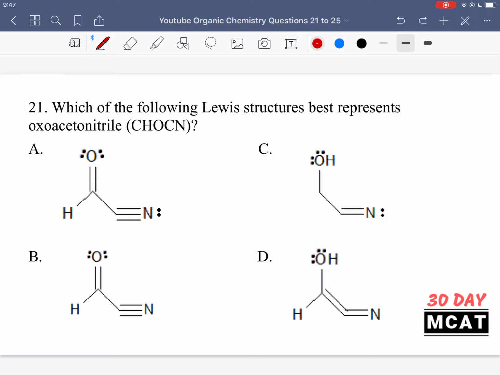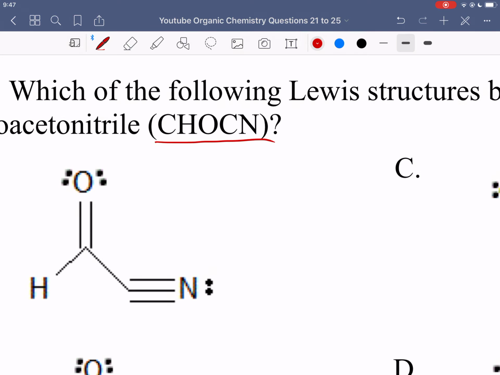So in question 21, we're asked which of the following Lewis structures best represents oxoacetonitrile. So we have this given chemical formula, so the formula is a lot more important than whatever the name is. So based on that chemical formula, what is the best way for representing this formula? Well, whenever I see CHO, like the beginning of this chemical formula, I immediately think there's some type of aldehyde, and then the rest of it is whatever R group is given to us.